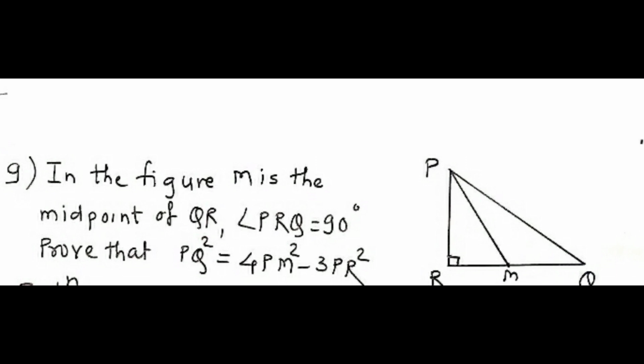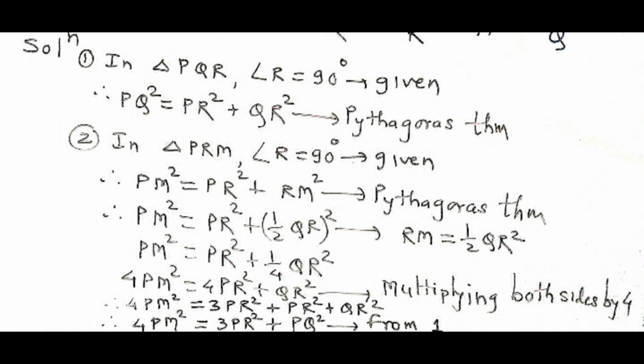Question number 9. In the figure, M is the midpoint of side QR, angle PRQ is 90 degrees. Prove that PQ square is equal to 4PM square minus 3PR square. In triangle PQR, angle R is 90 degrees, so I can use Pythagoras theorem. PQ square is equal to PR square plus QR square.